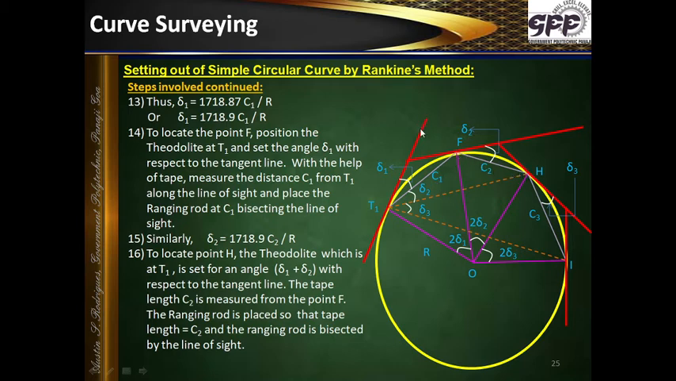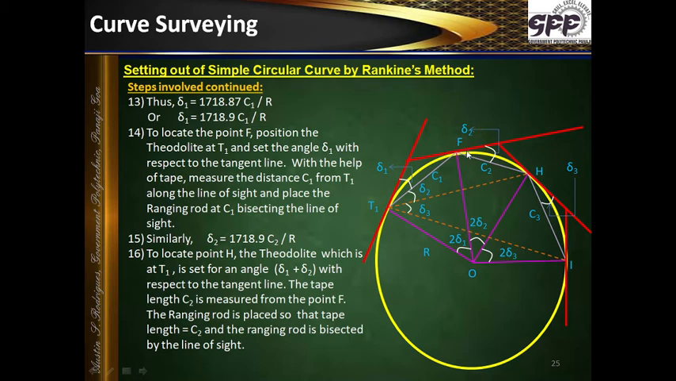Now I have got my 0 over here. This is delta 1. So to this add delta 2. If I add delta 2 and set up my theodolite, so delta 1 plus delta 2, I will get my telescope looking in this direction. My telescope will be looking in the T1 H direction.